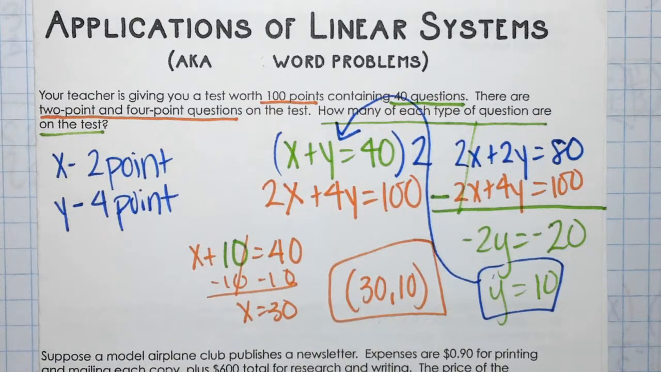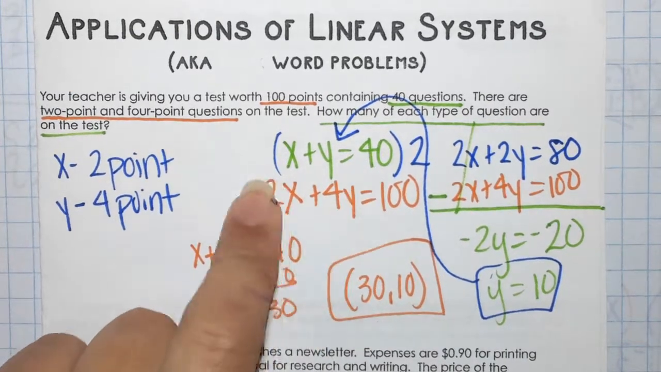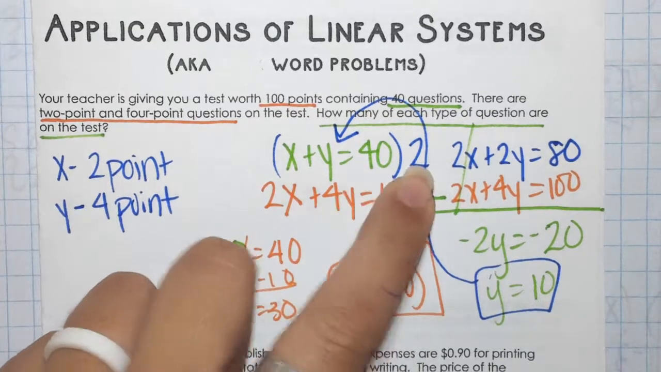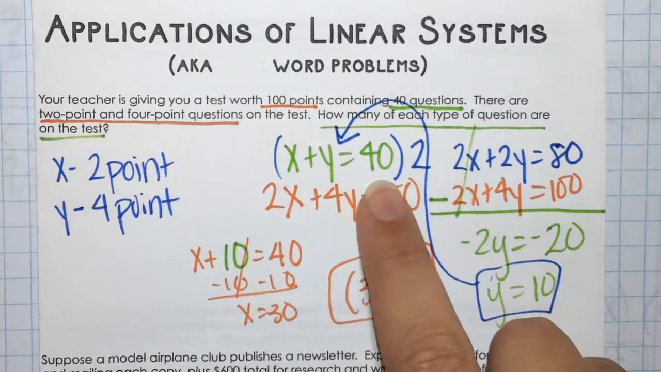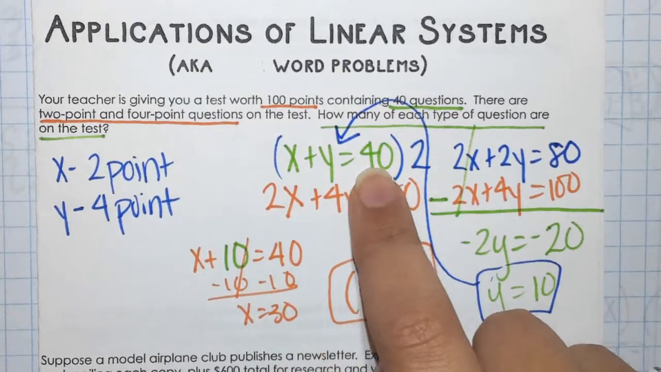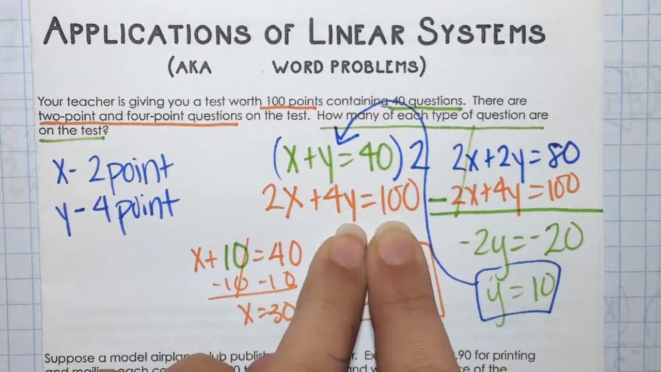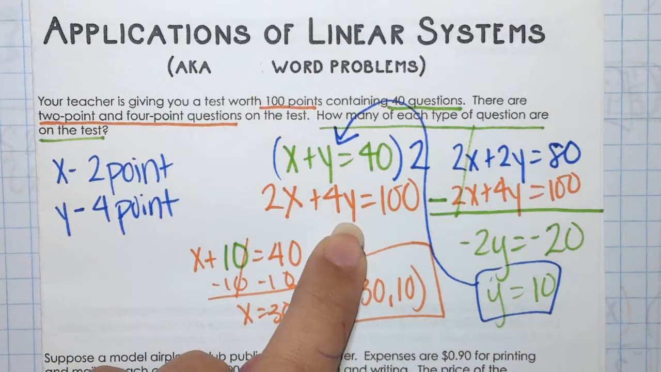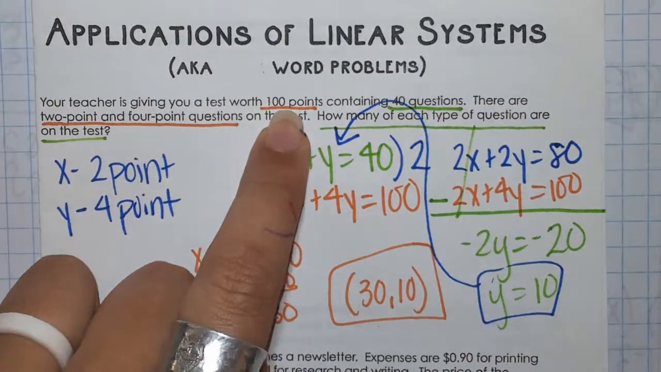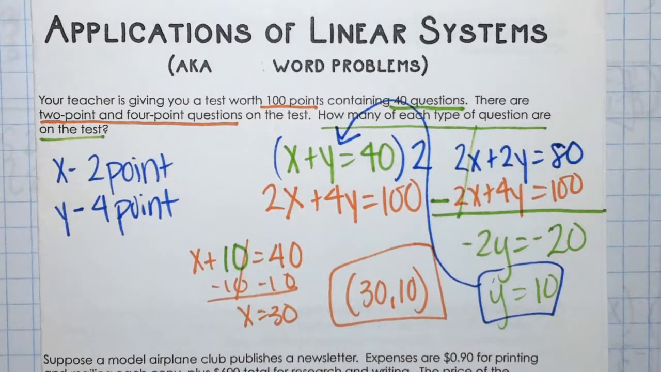Say it to me again. The number of questions total. X plus y equals 40 is the number of questions total. That's why it's in green. Take a point. All right, where did we get 2x plus 4y equals 100? That's the points per problem, right? And we added them together to get 100 because the test is worth 100. Okay. Are you ready to look at the next one?